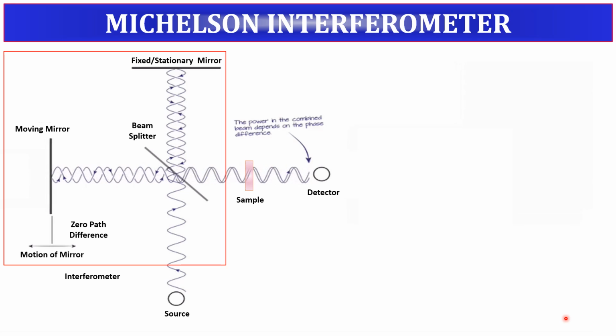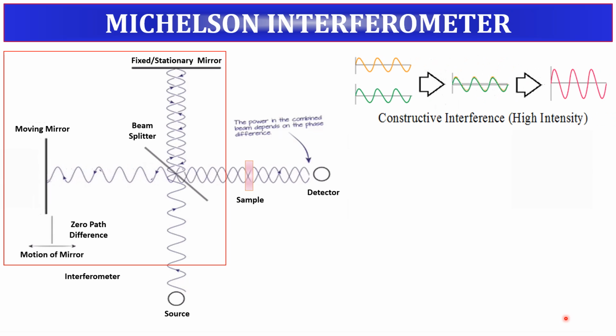Let's see what constructive interference means. Since we are talking about light, and we know light travels like a wave, suppose the light going to the stationary mirror is like this wave and the light going to the moving mirror is like this wave. At zero path difference, when both waves combine at the beam splitter, since both have traveled the same path, the peaks and valleys of both waves combine and produce a high amplitude wave like this, and this is called constructive interference. This wave has higher intensity.